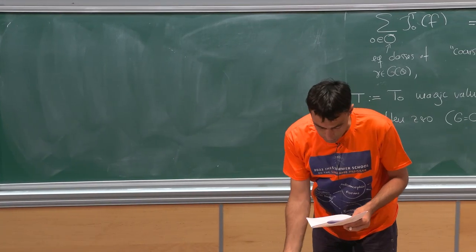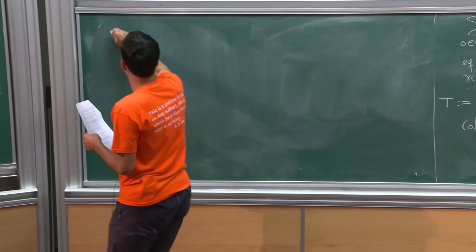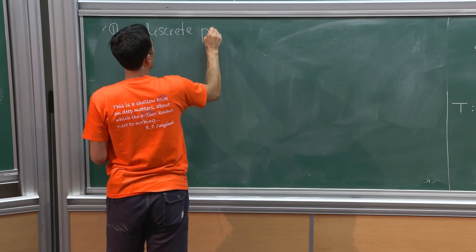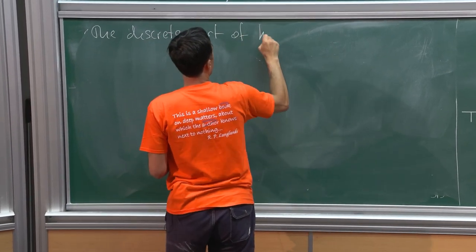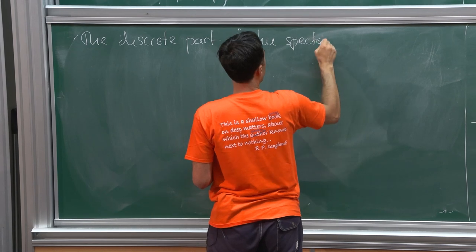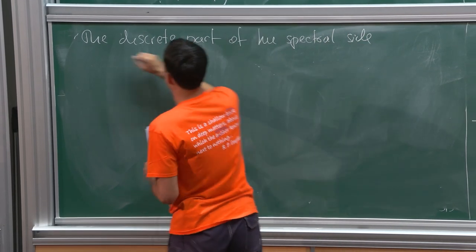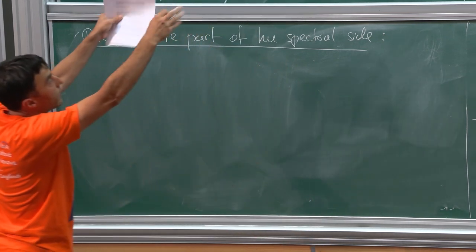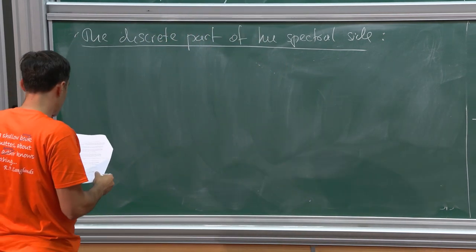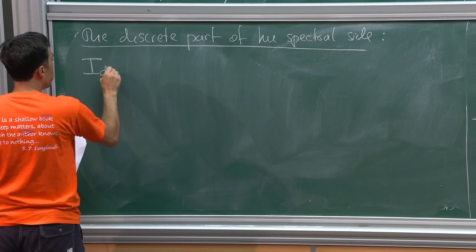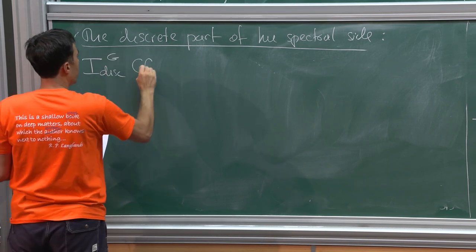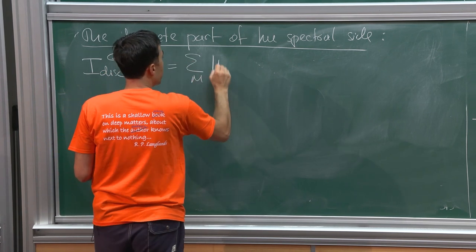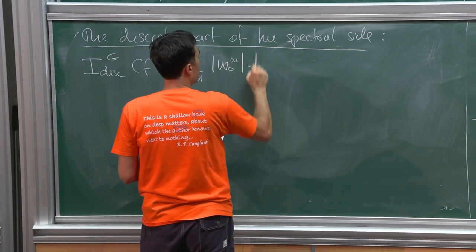Okay, so this leads us to the discrete part of the spectral side. The discrete part of the spectral side is what you get by taking the discrete contributions to all of these integrals. And it takes the following form. Okay, it is again a sum over Levis, the same normalizing factor in front.